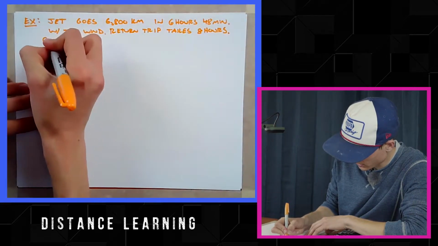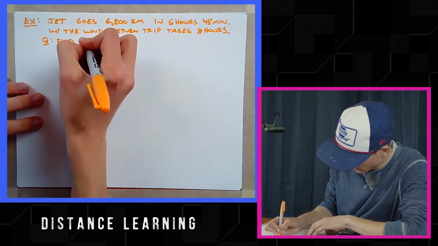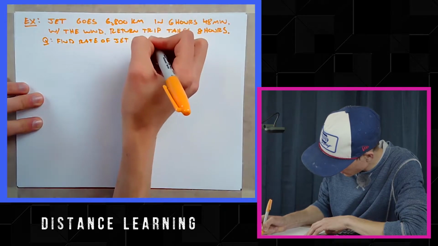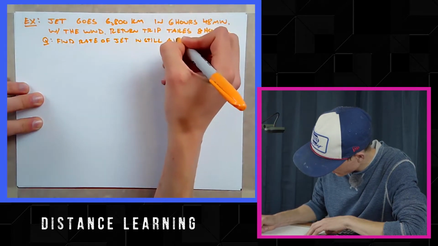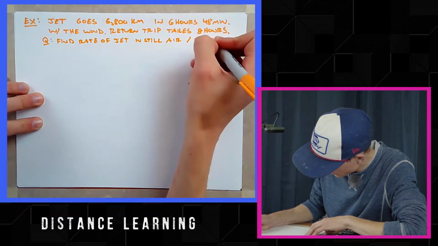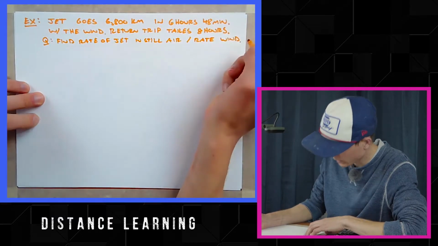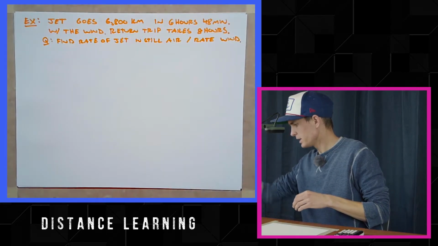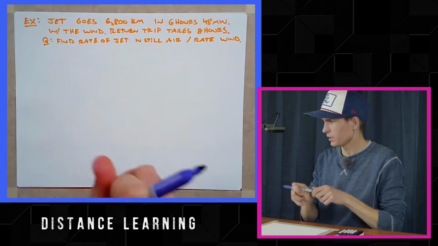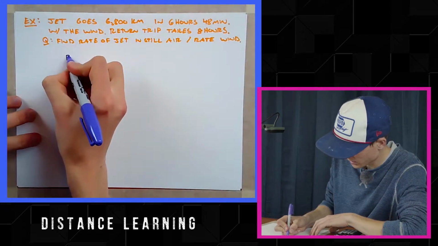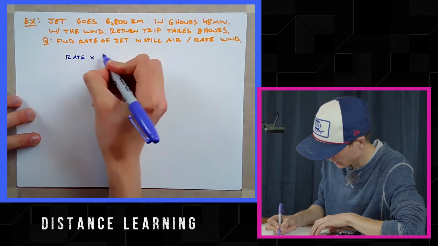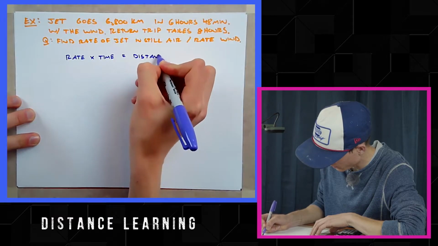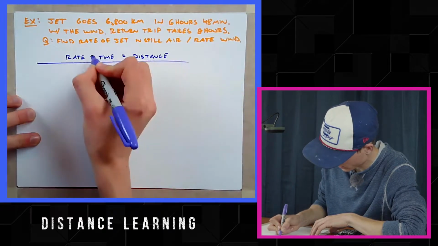So the question: find the rate of the jet in still air with no current, and then find the rate of the wind. We already said that rate times time equals distance is your friend. Rate times time equals distance is our best friend ever.